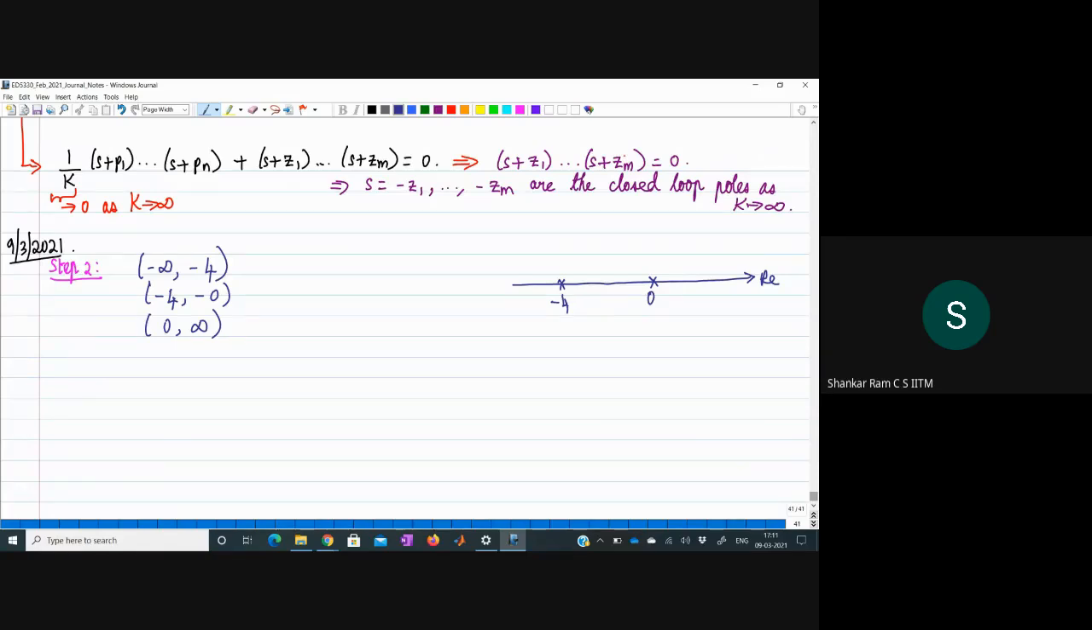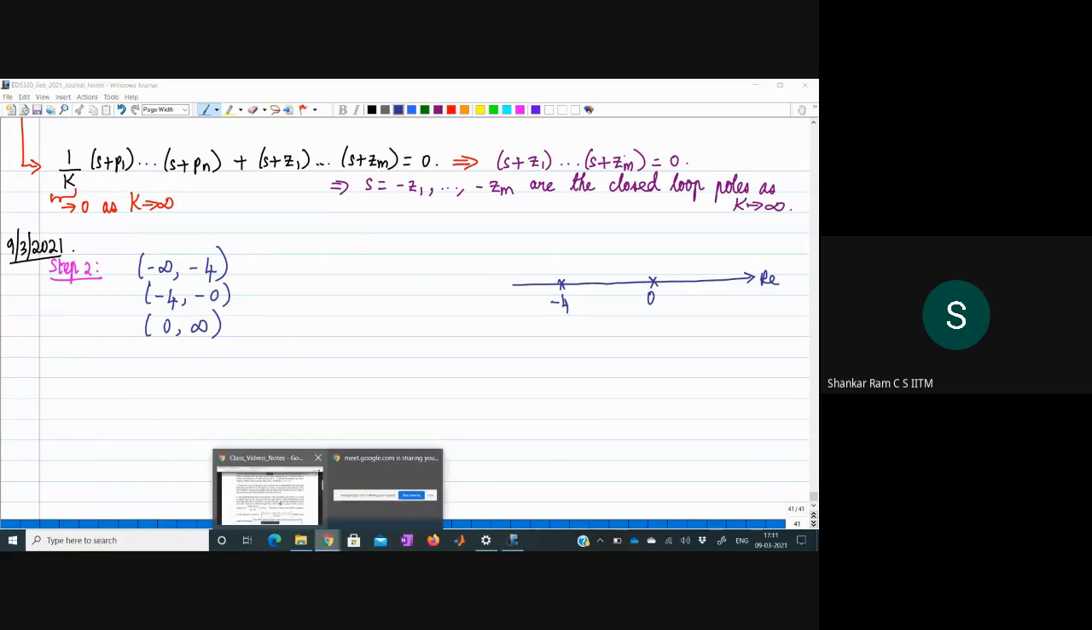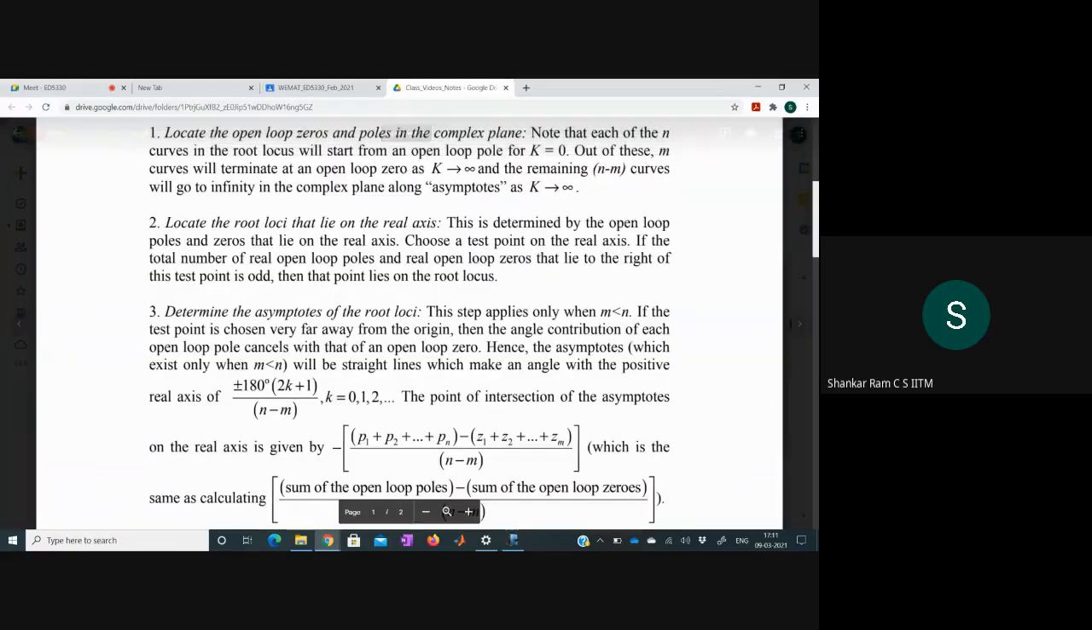So let's go to the document and then read the step. Please note that the angle condition requires that any value of s which satisfies the phase of the open loop transfer function being an odd multiple of 180 degrees lies on the root locus. So the keyword here is odd. It should be an odd multiple of 180 degrees.